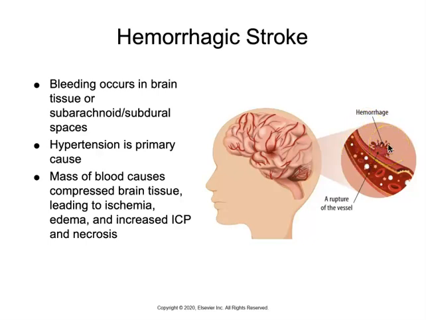When this blood vessel bursts, we have a mass of blood that's going to accumulate, and it compresses the surrounding brain tissue. And so this can lead to ischemia, where oxygen supply is reduced. We get edema, this is swelling, and an increase in intracranial pressure. If it goes untreated, the combination of these factors can cause necrosis or permanent tissue death and worsening neurological damage.